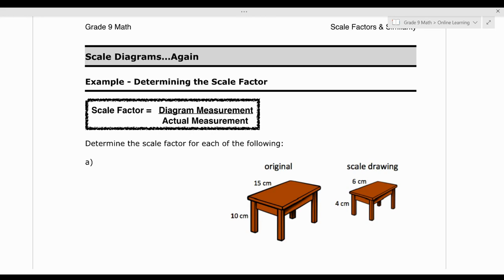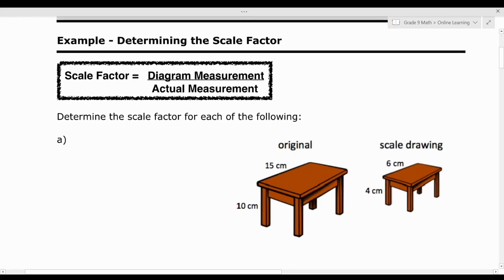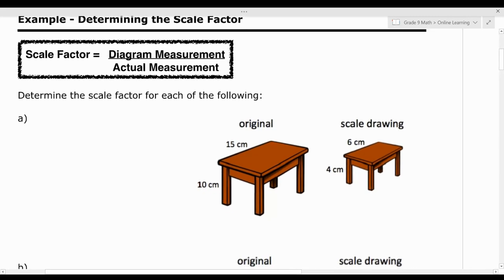Okay, so I'm going to look at three different types of questions. So first question would involve you trying to find the scale factor, right? So as a reminder, we have that formula. Scale factor is diagram measurement compared to the actual measurement. So you can think of it, you're really going to be dividing them, or you can leave it as a fraction.